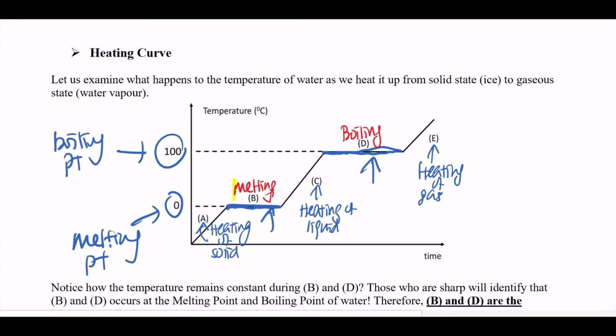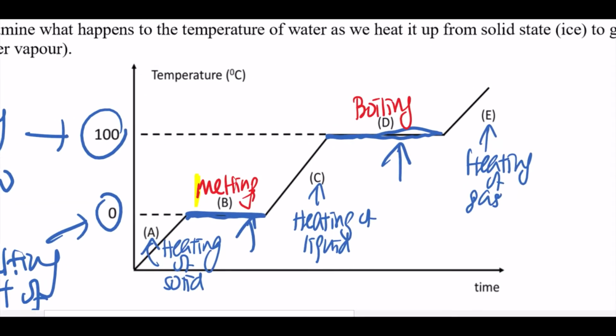Of course, we are just talking about water here, right, of H2O. Different substances, their boiling point and melting point will be different, right? Okay, so what is happening here? During the heating process, most of the time, like in processes A, C, and E, you realize that the temperature is increasing. That's quite common sense, right?